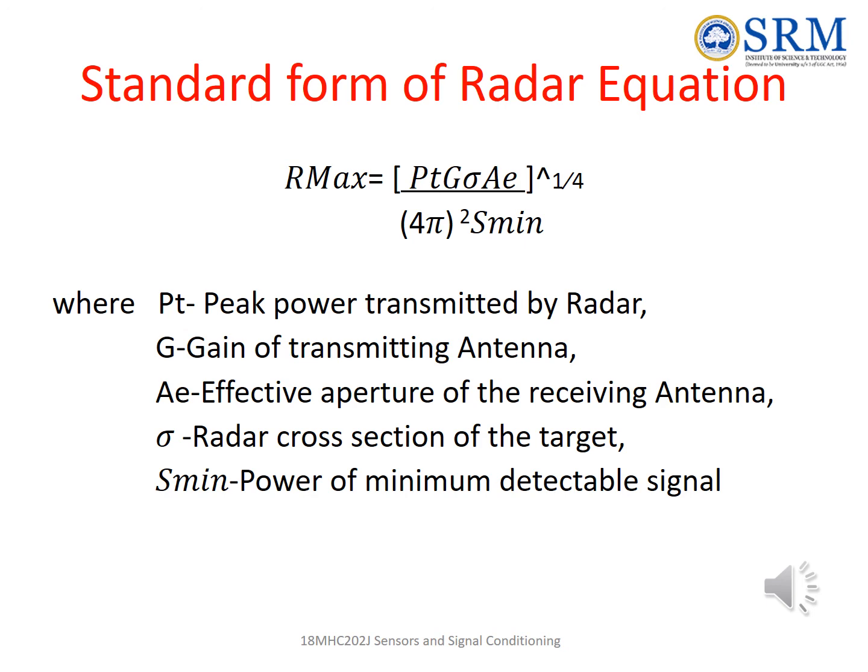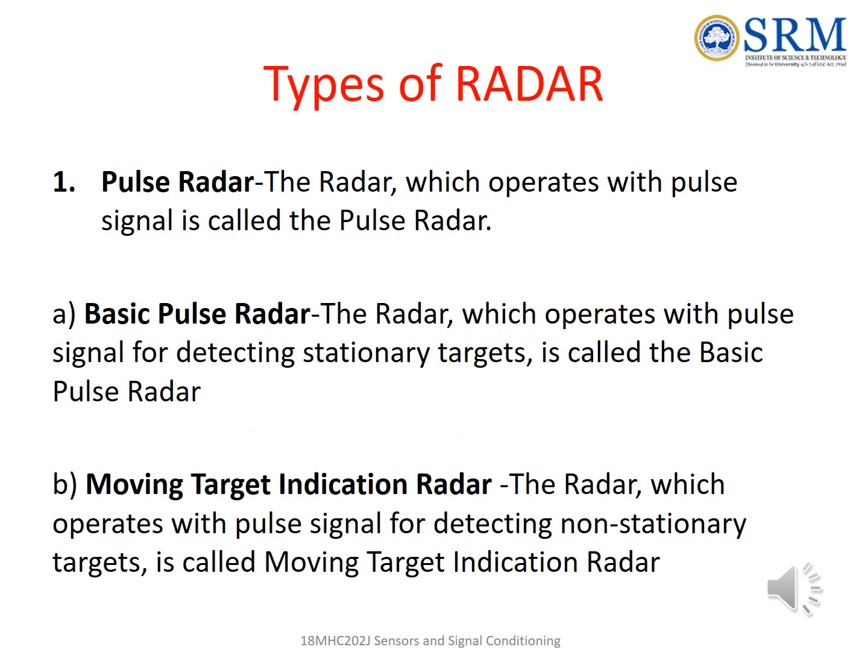There are two major types of radar. One is pulse radar and another one is continuous wave radar. The radar which operates with pulse signal is called pulse radar. It has two types, basic pulse radar and moving target indication radar. The radar which operates with pulse signal for detecting stationary targets is called the basic pulse radar. It uses a single antenna for both transmitting and receiving signals with the help of a duplexer.